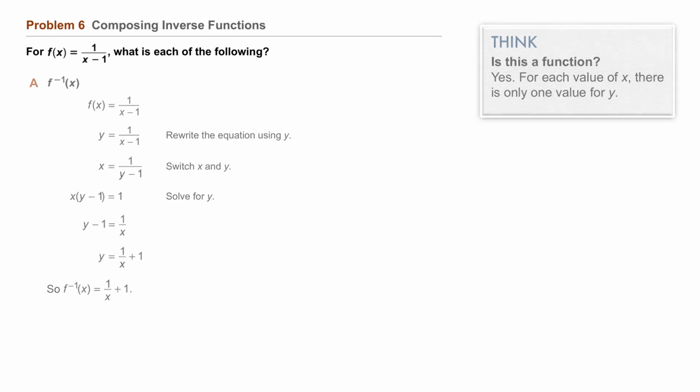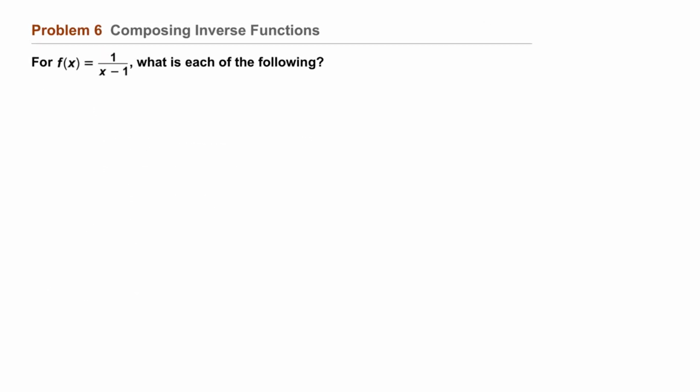Problem 6. Composing inverse functions. For f of x equals 1 over x minus 1, what is each of the following? Part A, f inverse of x. Well, we'll rewrite the function in function notation. f of x equals 1 over x minus 1. Then we'll replace the function notation, f of x, with y, and have the equation y equals 1 over x minus 1. Now we'll switch x and y in order to begin to create the inverse function, and isolate y.